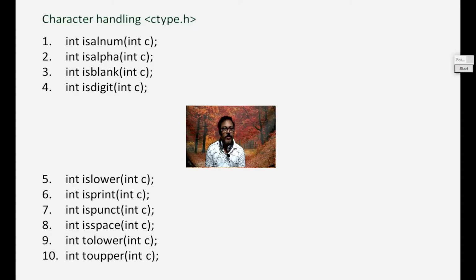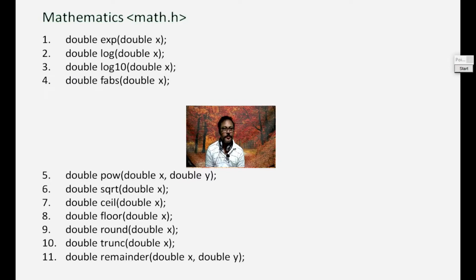These are the library functions which you may require if you are working on text data. If you are working on text data, then it's better you just have a look at ctype.h. Then math.h: if you are working on mathematics, then these are some of the library functions.